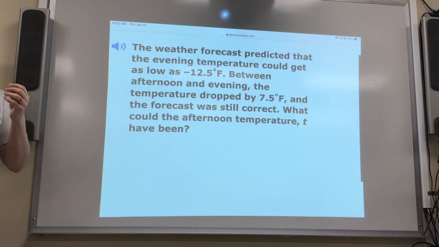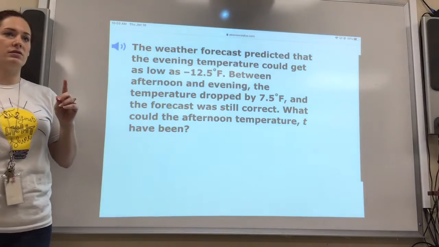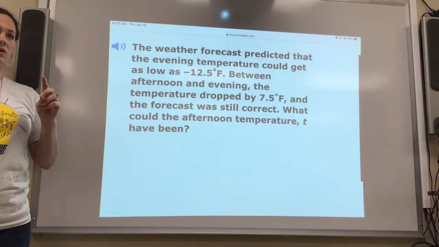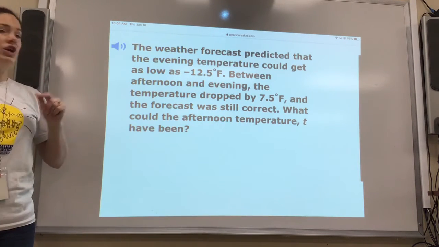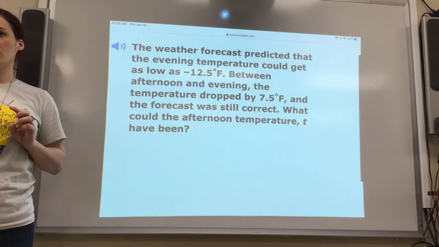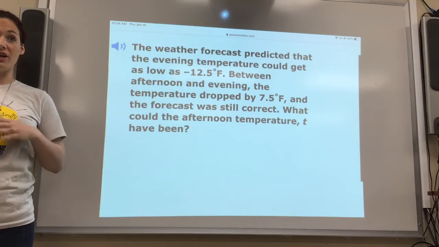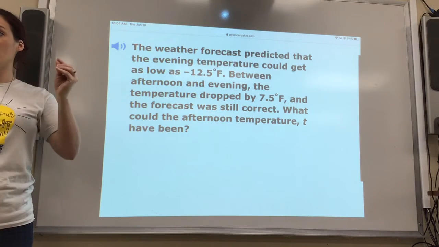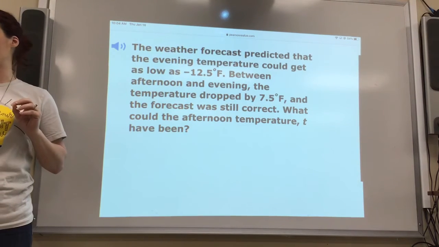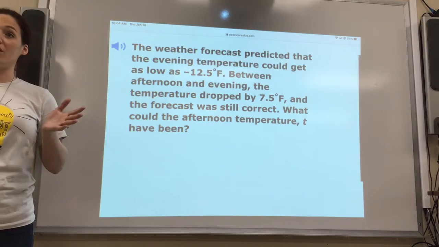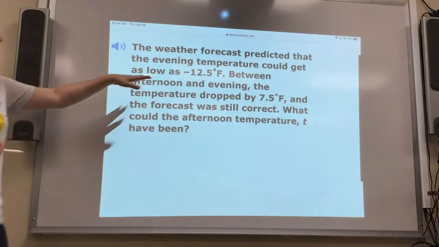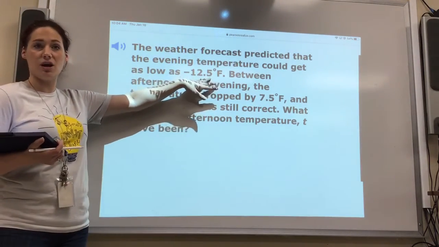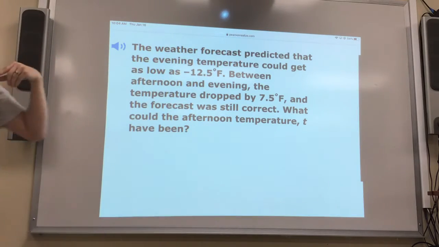Okay, so let me ask you a question. It could be negative 12.5 or more. Or more. Good. So could it be negative 12 degrees? Yes. Is negative 12 higher than negative 12 and a half? Could it be negative 13 degrees? Then it couldn't be that. Okay? So it could be this low, or it might be a little bit higher than that, is the thought.